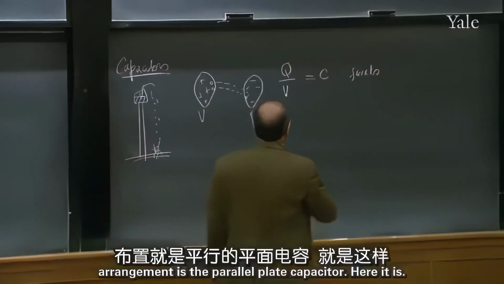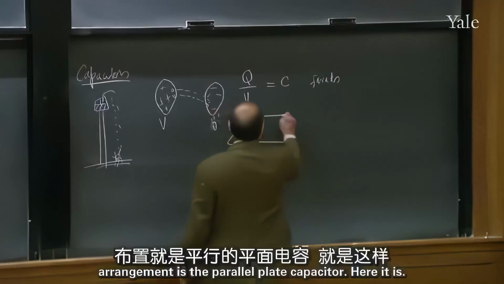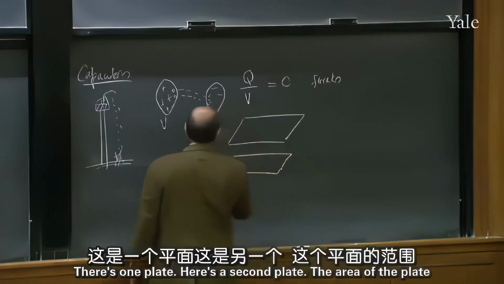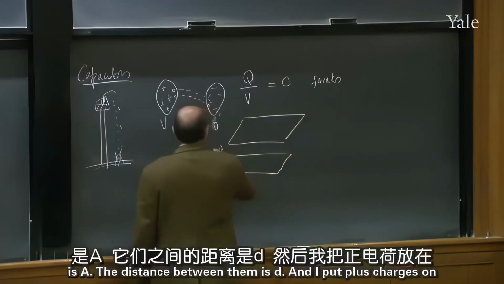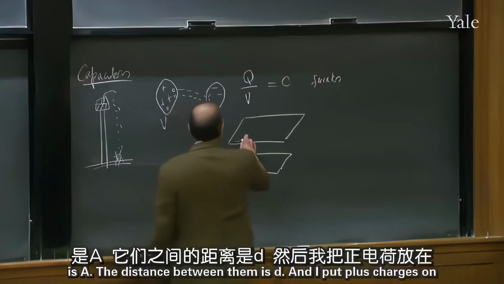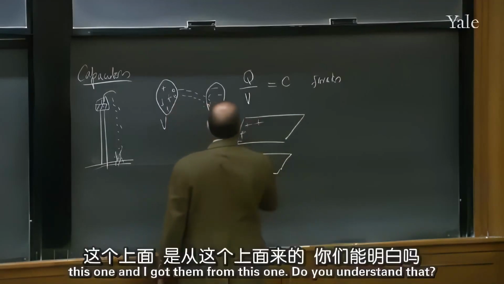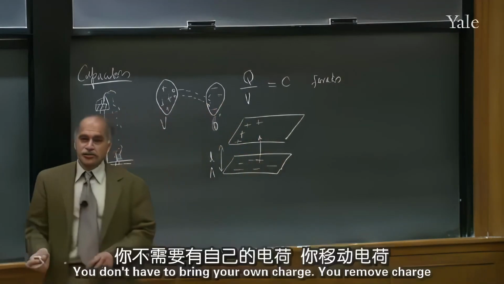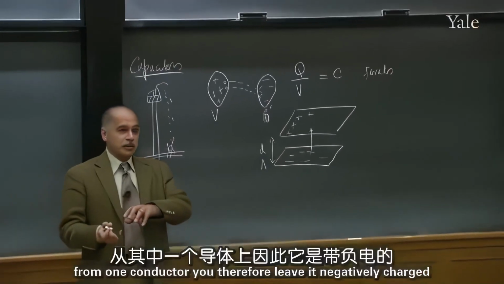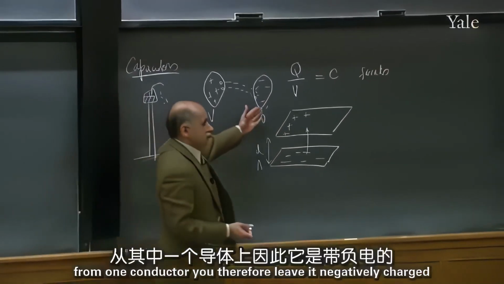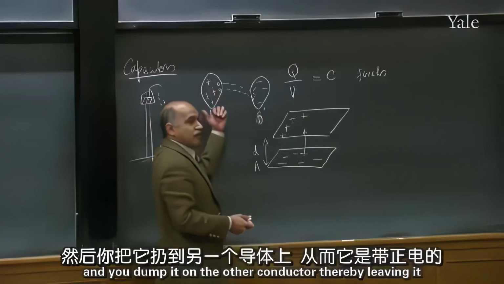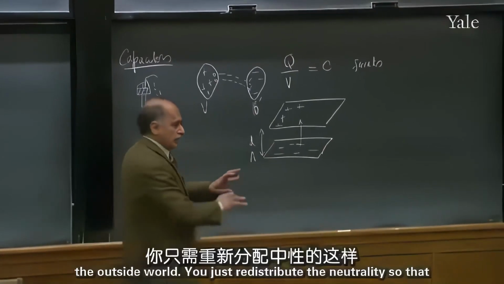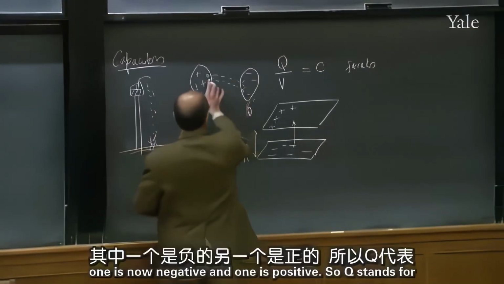The simplest arrangement is a parallel plate capacitor. Here it is. There's one plate, and a second plate. The area of the plate is A. The distance between them is D. And I put plus charges on this one, and I got them from this one. Do you understand that? You don't have to bring your own charge. You remove charge from one conductor, thereby leaving it negatively charged, and you dump it on the other conductor, thereby leaving it positively charged. So you don't need to bring charge from the outside world. You just redistribute the neutrality so that one is now negative and one is positive.